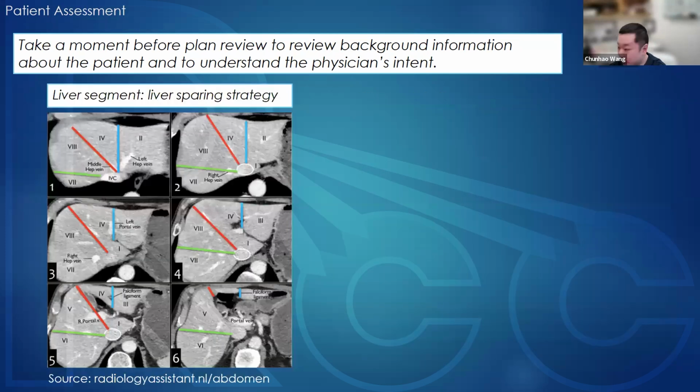So here I'm showing you some pictures, right? Again, for liver segment, based on this picture, we can see depending on the location on the patient left, right-wise, and superior inferior-wise, the respiratory motion of the liver could be very different. So that's something we definitely need to consider upfront.